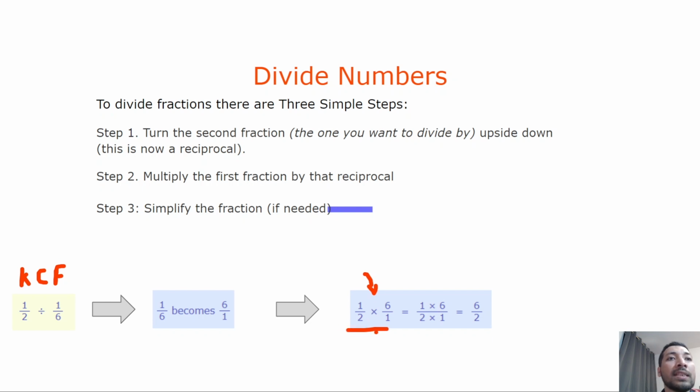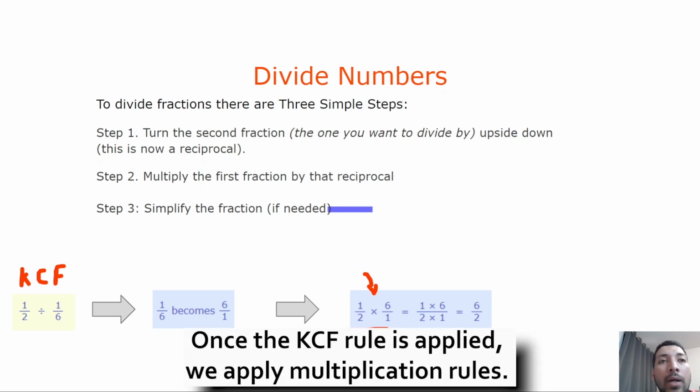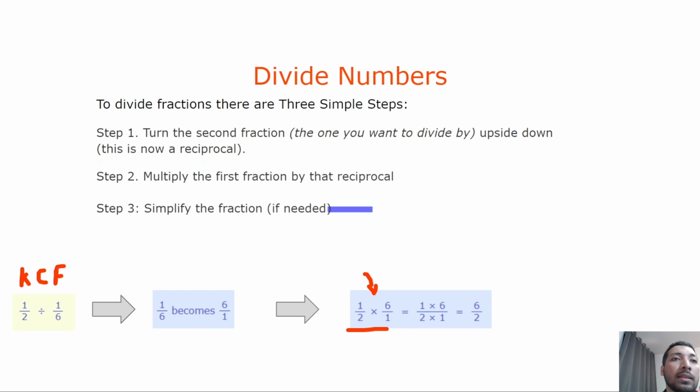Now see here, this division has turned into a multiplication. Now apply the multiplication property over here. 1 times 6 is 6. 2 times 1 is 2. So 6 over 2 equals 3. This is how we do the division of fractions. Now let's see some practice problems to solidify our understanding.